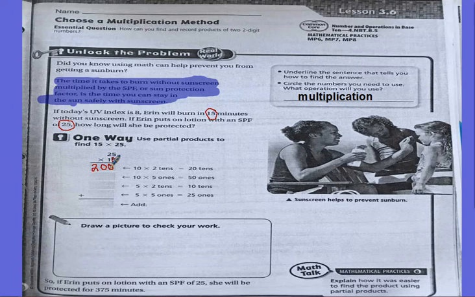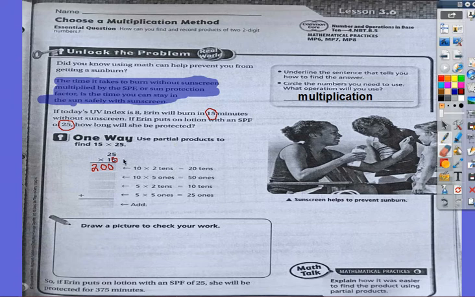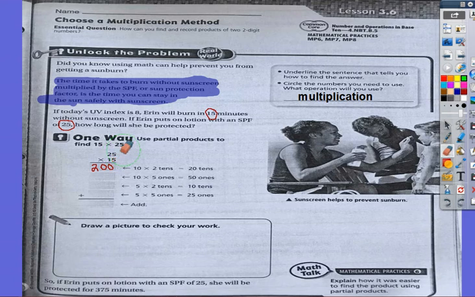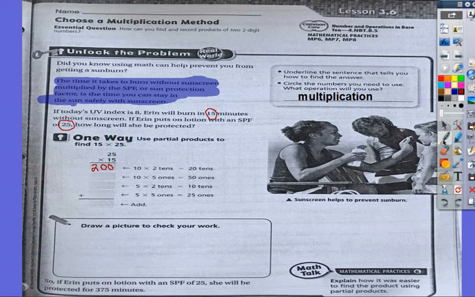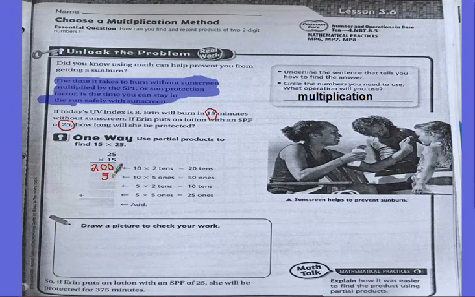Then we're going to take 10 times 5 ones, and we're going to get 50. Then we're going to take 5 times the 2 tens, which is 100. And lastly, we're going to take 5 times 5, the ones, and we're going to get 25. Then you add that all up and you will get a total of 375.